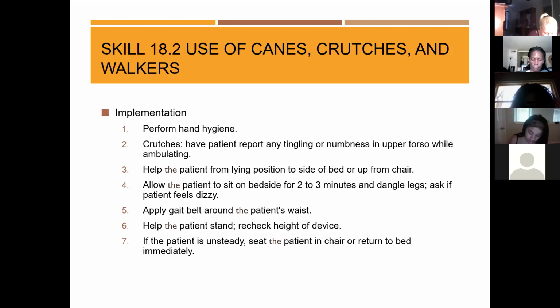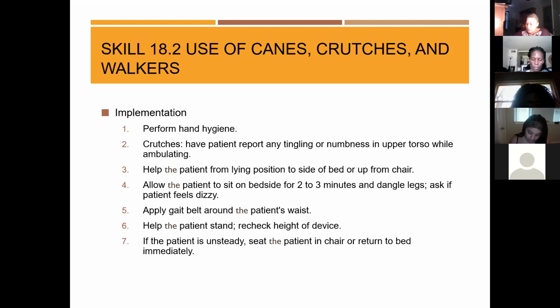Once again, when you're ambulating your patient, make sure they sit on the side of the bed first to get used to being in the upright position. Have them dangle their legs for a couple of minutes, take their vital signs. Make sure you put a gait belt on them so that you can assist them if they need assistance, and you can help them down if they start to fall. Okay. If they're not steady, make sure you put them back in the bed.